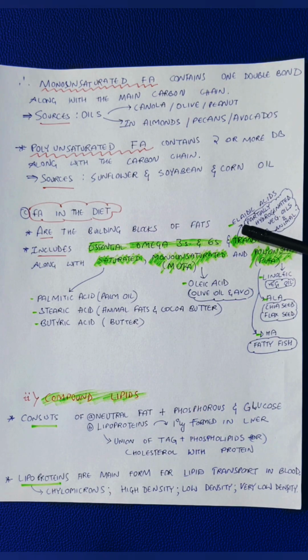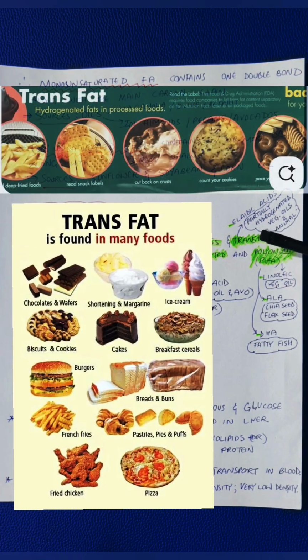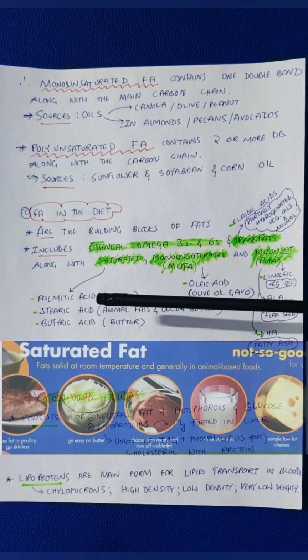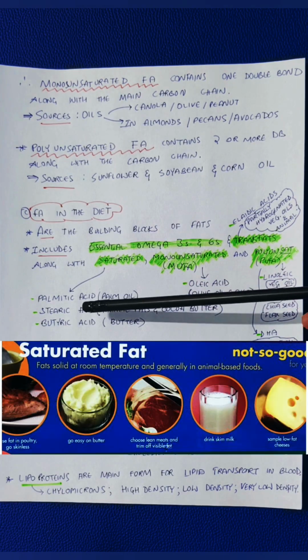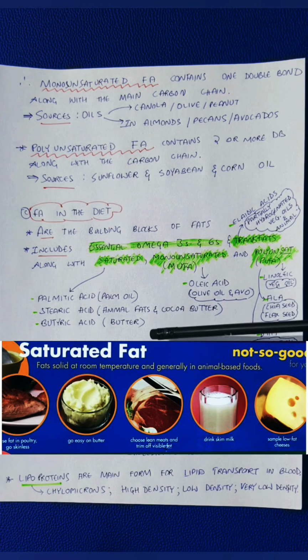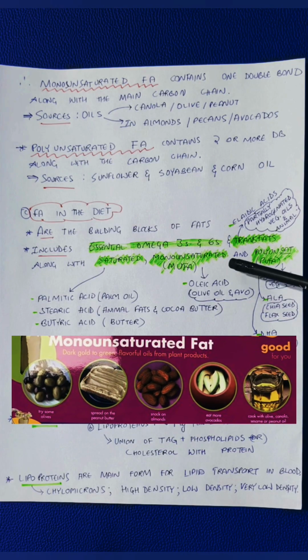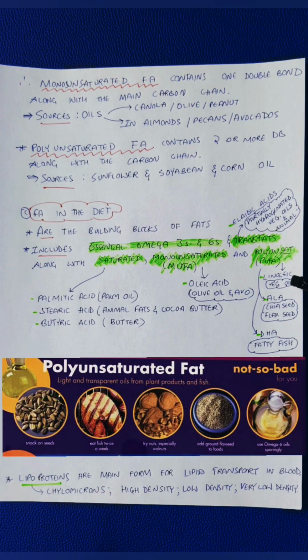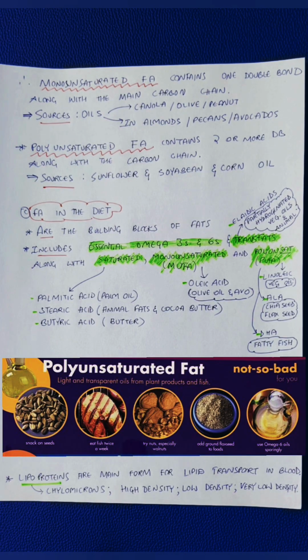Trans fats such as elaidic acid are found in partially hydrogenated vegetable oils and animal products. Saturated fatty acids include palmitic acid found in palm oil, stearic acid found in animal fats and cocoa butter, and butyric acid found in butter. Oleic acid, a MUFA, is present in olive oil and avocados. Polyunsaturated fatty acids include linoleic acid found in vegetable oil, ALA found in chia seeds and flax seeds, and DHA found in fatty fish.